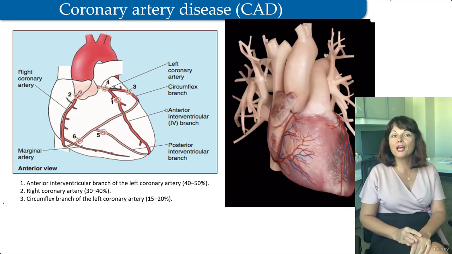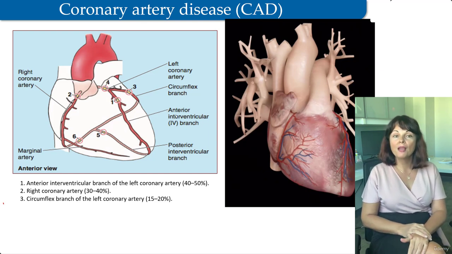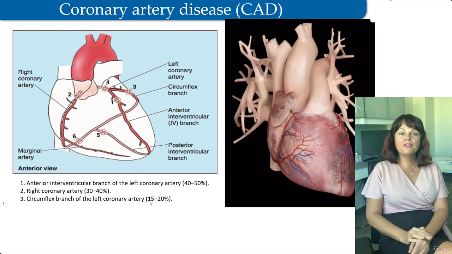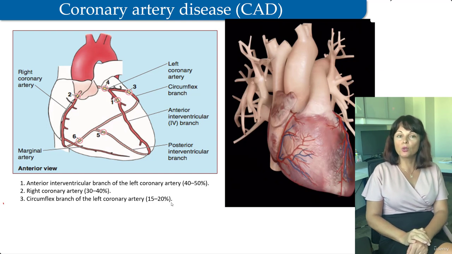are, first of all, the anterior interventricular branch of the left coronary artery, up to 50% of cases, the right coronary artery in 30 to 40% of cases, the circumflex branch of the left coronary artery in up to 20% of cases, and the circumflex branch of the left coronary artery in 15 to 20%.